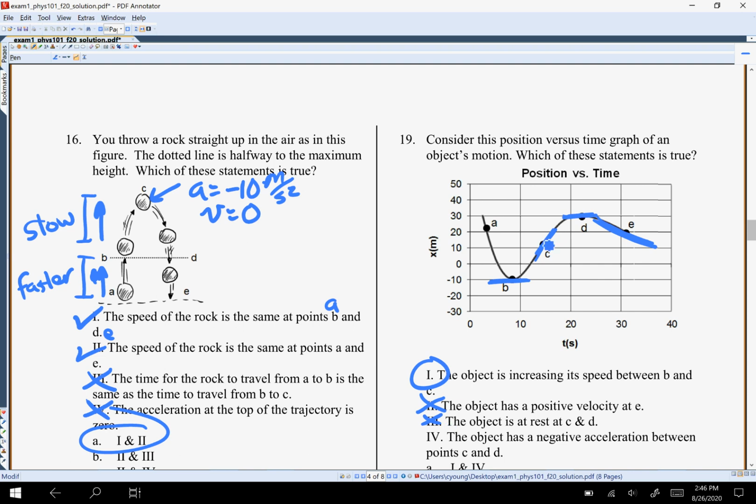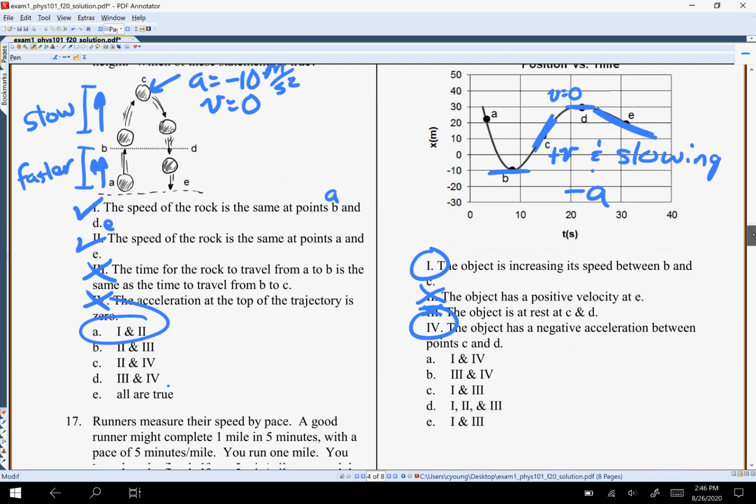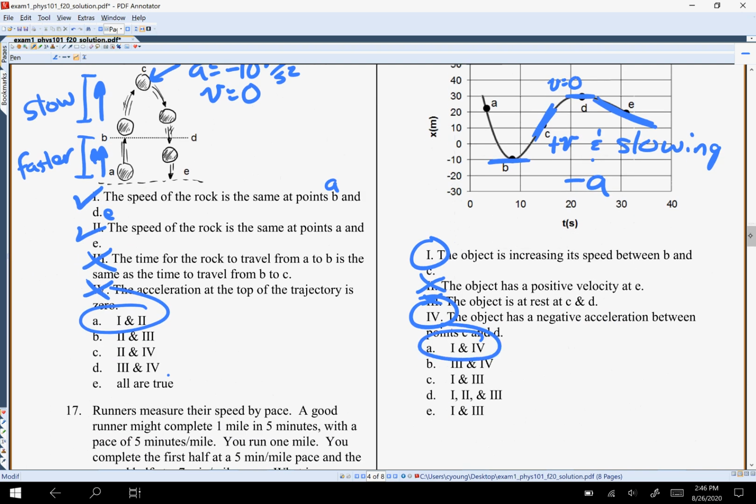Oh, I like this question. So here it has a positive velocity, and here it has zero velocity. So it has a positive velocity and it's slowing between points C and D. If it has a positive velocity and slowing, that means that it has an acceleration that is opposite the velocity, or negative acceleration. So 1 and 4 are the right answers here.